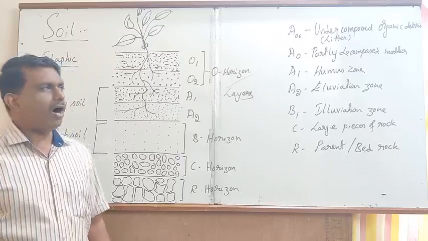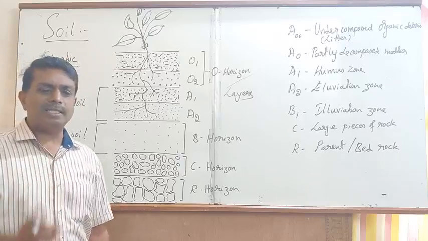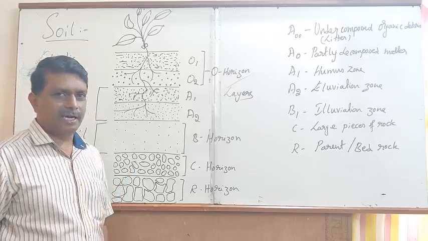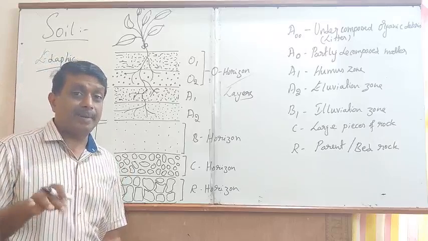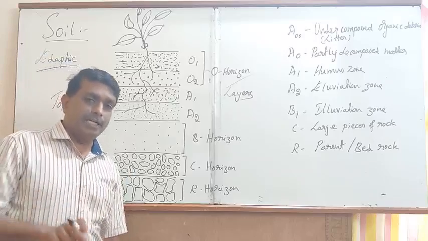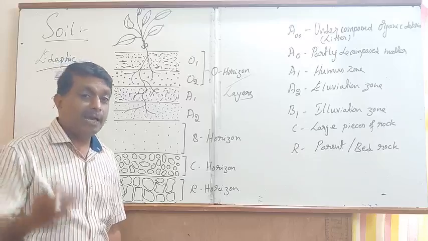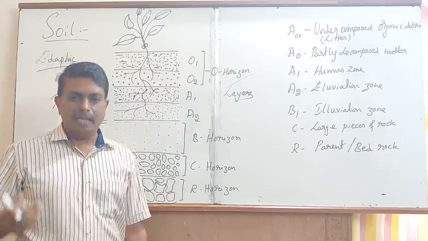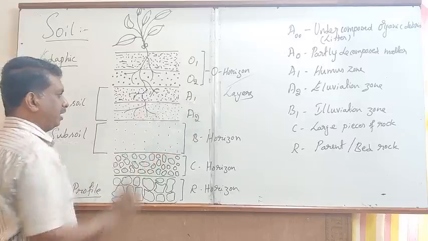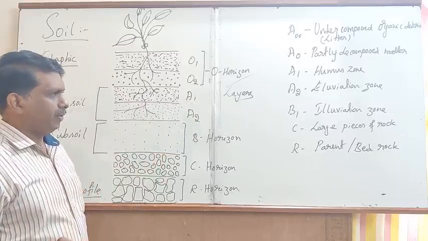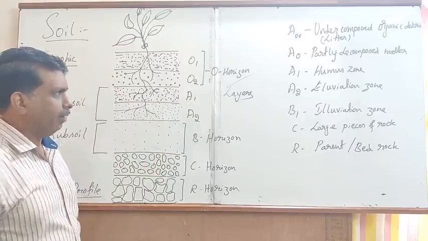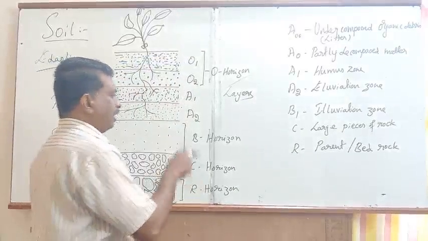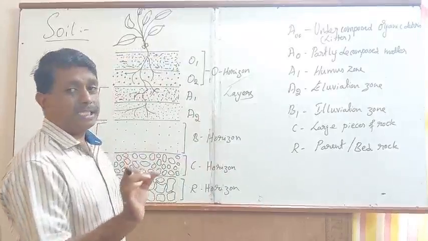The O horizon of the soil is characterized by the presence of organic rich material. You can find dead remains of plants and animals. In addition to this, you can find live organic matter in the O horizon. Next to that, you can find the A horizon. The A horizon is further divided into A1 and A2 horizons. A1 is the humus zone, whereas A2 is the eluviation zone.